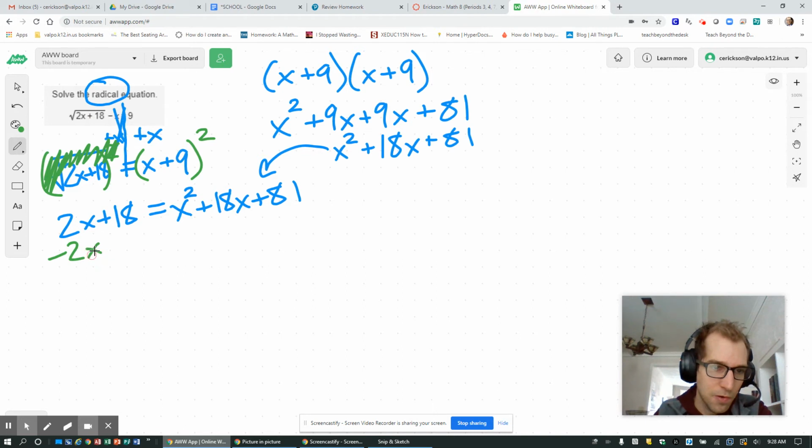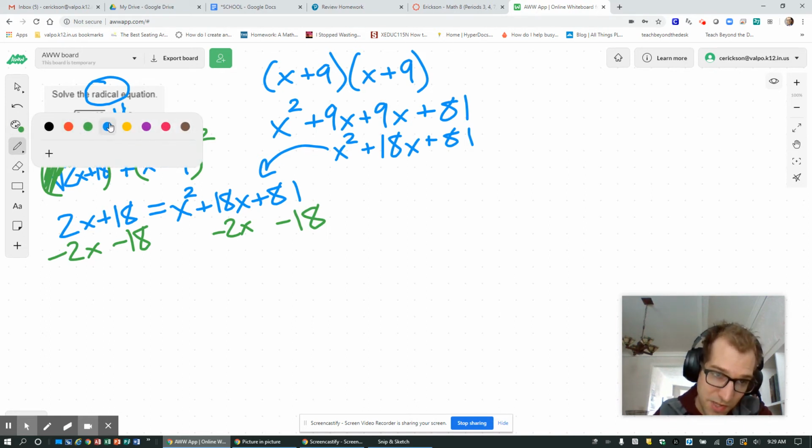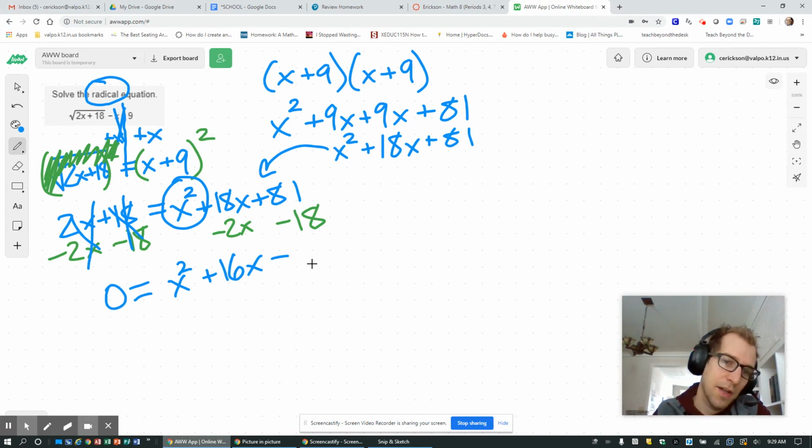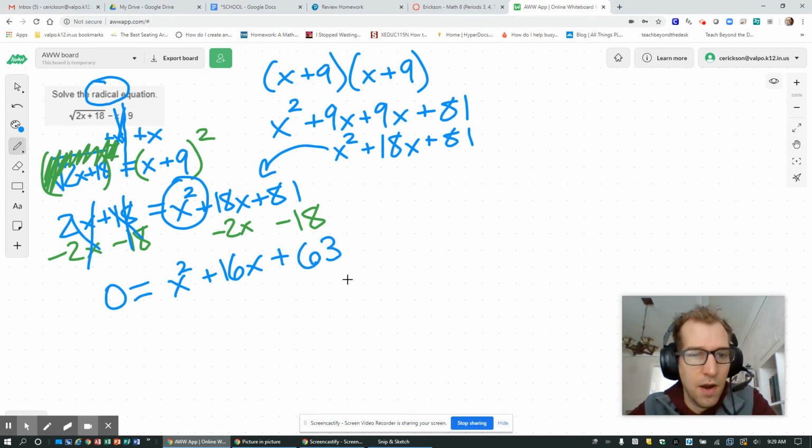So let's go ahead and move over the x's and the numbers. The reason I'm getting everything on the same side when we solve this kind of equation is because it's quadratic. Whenever we have x squared and we try to solve it, as we did earlier in the year, we always have to get everything on the same side. So we get 0 equals x squared plus 16x, and then let's see, mental math on the fly here, that would be 63. Plus 63.